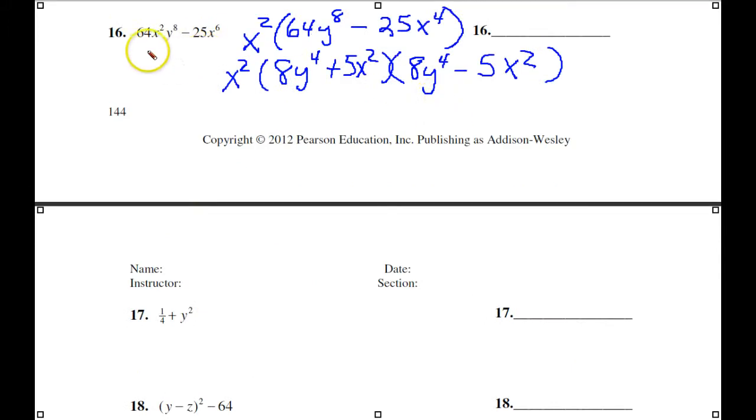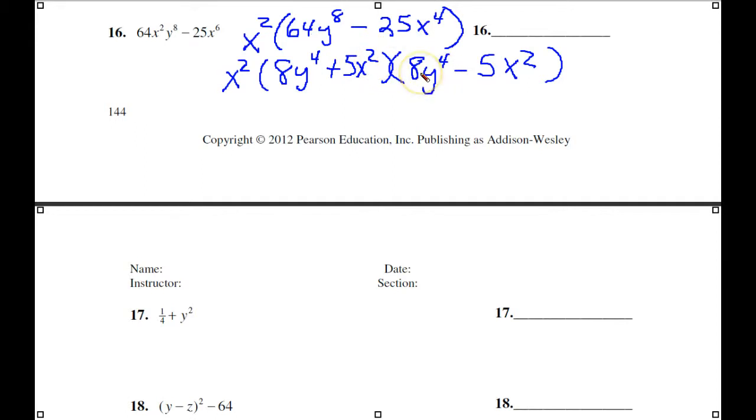All right, number 16 is a little bit tricky. Again, look at it carefully. There's a y squared, there's a y to the 6, so you can factor out, I should say, an x squared out of both of these. And then you get this. So you need your x squared out there. Square root of that is 8. Square root of that is y to the 4th. Plus, square root of that is 5. Square root of that is x to the 2nd.